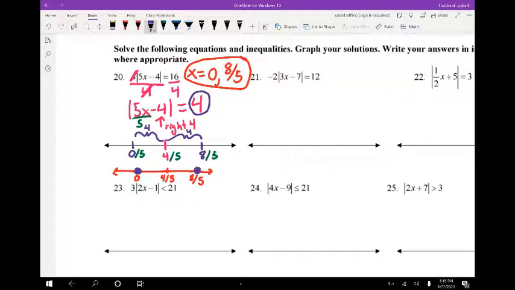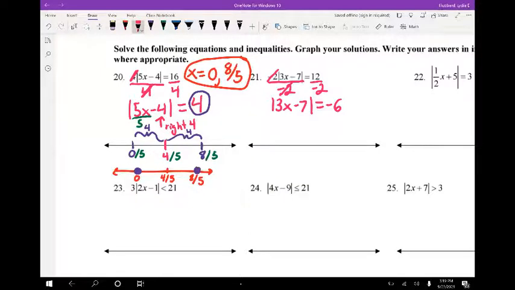Okay, moving on to number 21. So again, like the previous problem, we have a coefficient out front of our absolute value. So we've got to get that absolute value alone before we can do anything. To do that, I'm going to divide both sides by negative 2. When I do that, I'll divide outside with outside. So negative 2 divided by negative 2 will cancel, leaving me with an absolute value of 3x minus 7. And 12 divided by negative 2 is a negative 6.